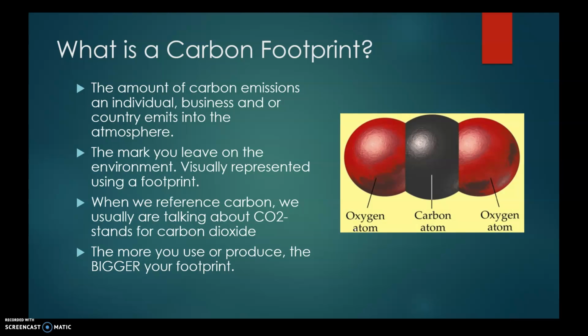CO2, or carbon dioxide, is a greenhouse gas. And greenhouse gases cause a layer in the atmosphere that traps heat at the surface level. And this causes our globe to become warmer. So our oceans become warmer, our land becomes warmer. And when our oceans and our lands become warmer, they regulate the climate. So global warming is what actually causes climate change to happen. And the more CO2 you produce, the bigger your footprint is going to be.